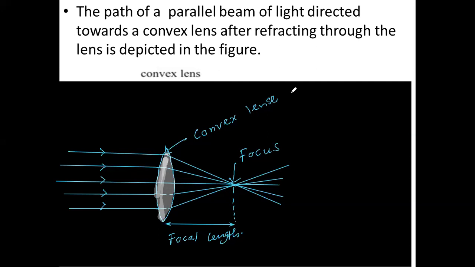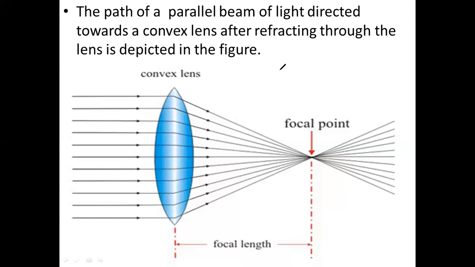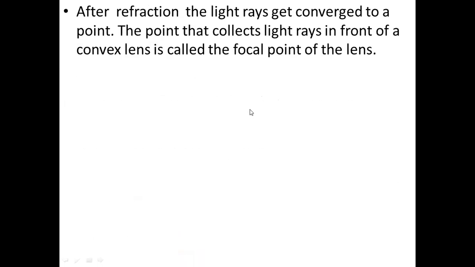Finish, right? After refraction, the light rays get converged to a point. The point that collects the light rays in front of a convex lens is called the focal point of the lens. Focal point.